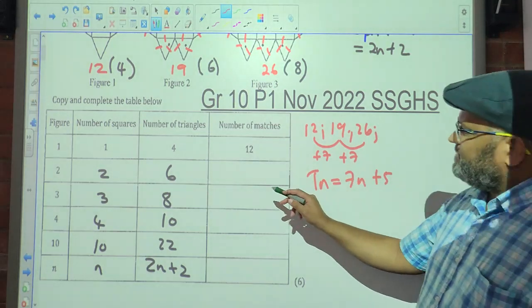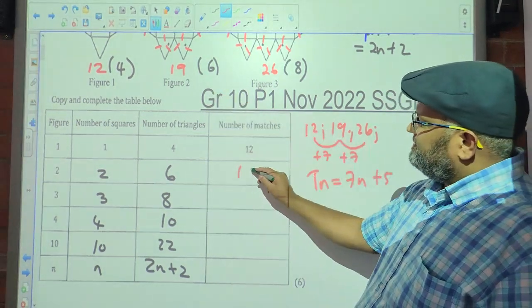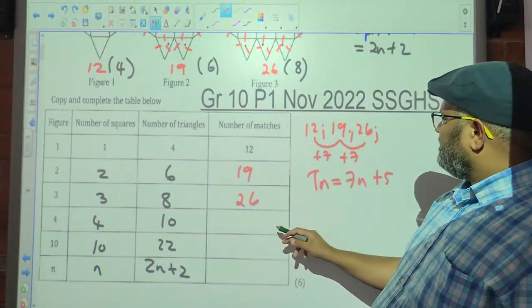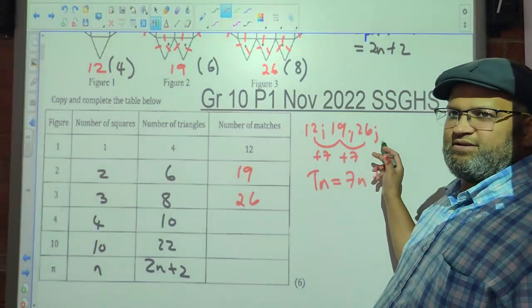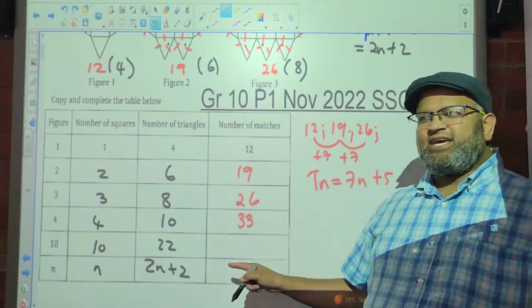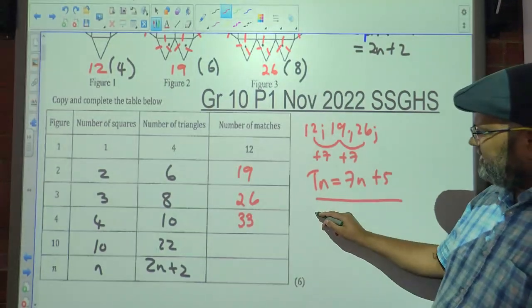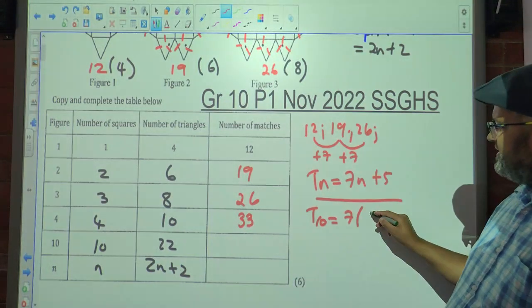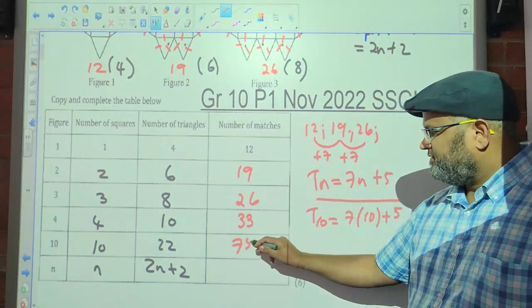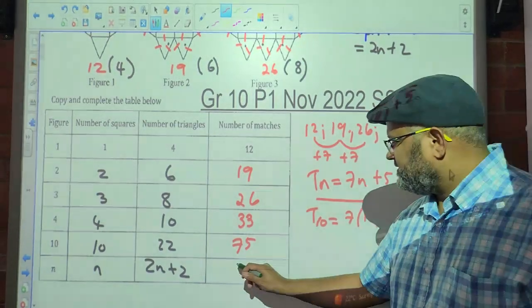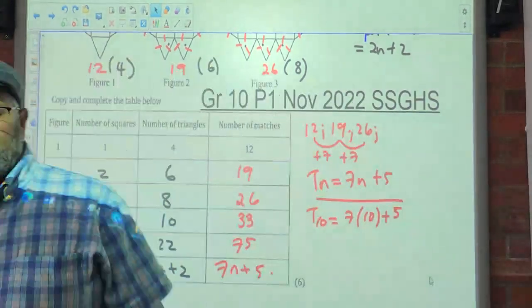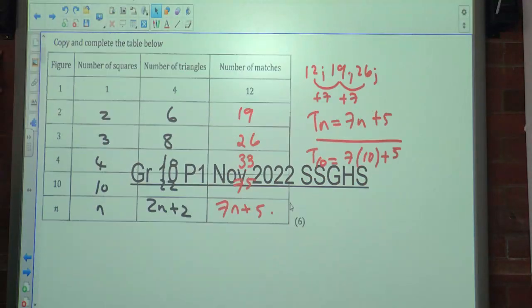Okay. So how many matches are there in figure 2? 19. Then 26. Now in figure 4, I'm just adding 7. It's going to be 33. In the 10th figure, it's simply going to be T10 is equal to 7 times 10, which is 70, plus 5, which is 75. And then what is for the nth pattern? 7n plus 5. Okay, any confusion here? Alright.